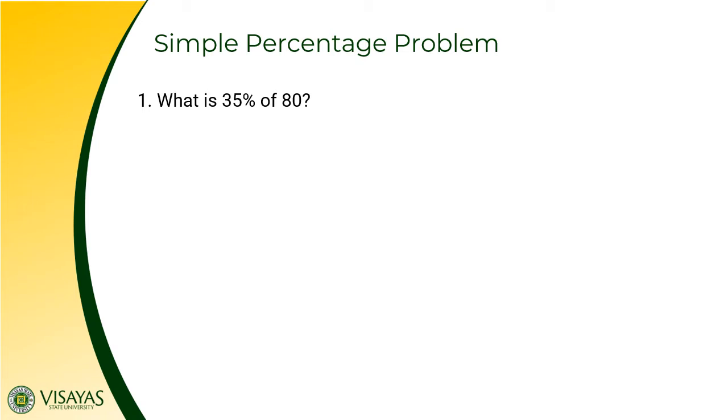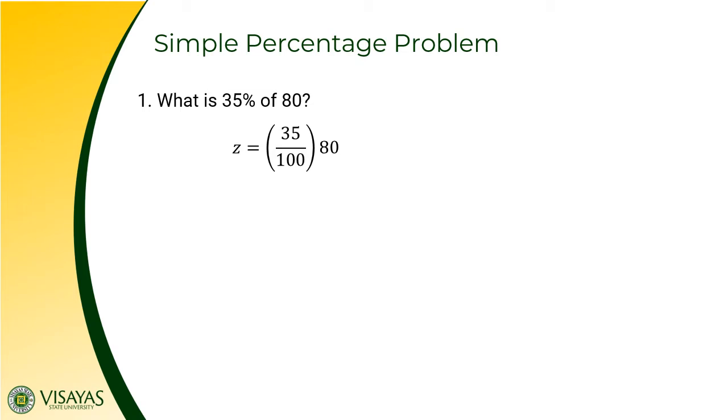Again, what we are getting is the part from the whole, which is 80. The 35% of 80, and that is the Z, right? The Z is the unknown here. And to answer that, we are just going to multiply the percent times the whole, or the given whole number, which is 80.